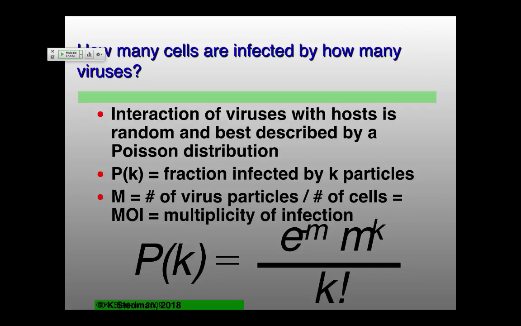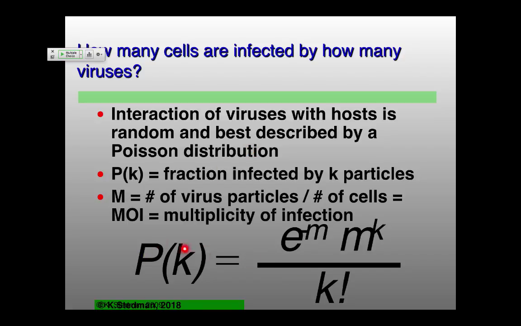And so that gets to the Poisson distribution. This has to do with a statistical approach for looking at particles and how individual particles associate with each other. You've got a large number of particles, you're mixing them together, how often are they going to interact with each other? And again, this is just a Poisson distribution. So in looking at cells and viruses, again, these are individual particles. So interactions of virions with hosts are going to be random, and they're going to be described well by a Poisson distribution.